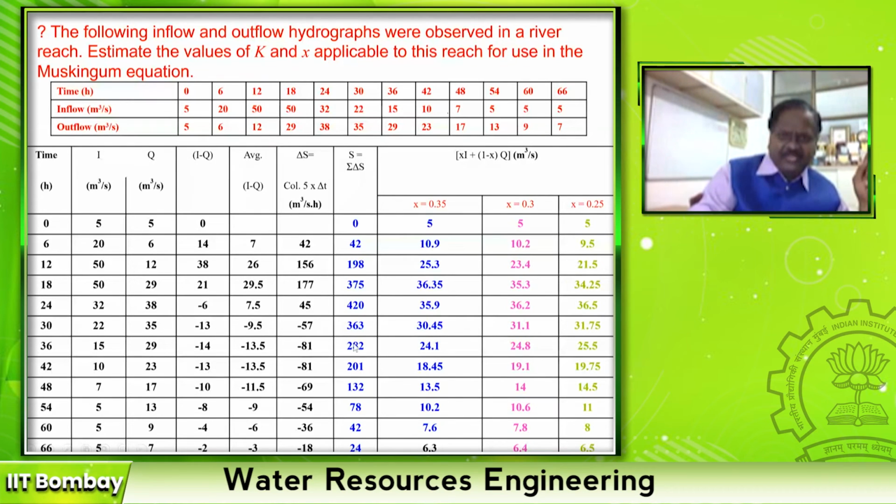Now I have to estimate using the Muskingum column, which is equal to K times (xI plus (1 minus x)Q). For that I assume an x value. Now I assume x equal to 0.35. So multiply each inflow with 0.35 and outflow with 1 minus 0.35. So total it is 5. So 20 multiplied with 0.35 and 6 multiplied with 1 minus 0.35. So you are having this graph.